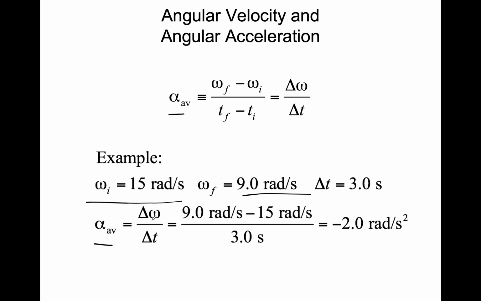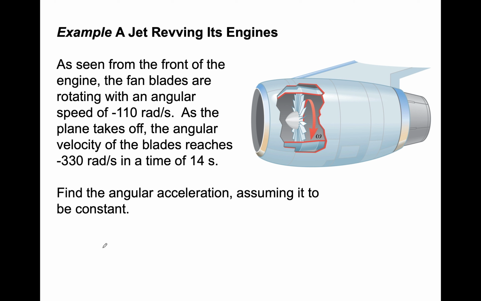Change of angular velocity: final angular velocity, 9 radians per second, subtract initial angular velocity, which is 15 radians per second, divided by the time, 3 seconds, gives us -2 radians per second squared. And the unit for angular acceleration is radians per second squared. Example.